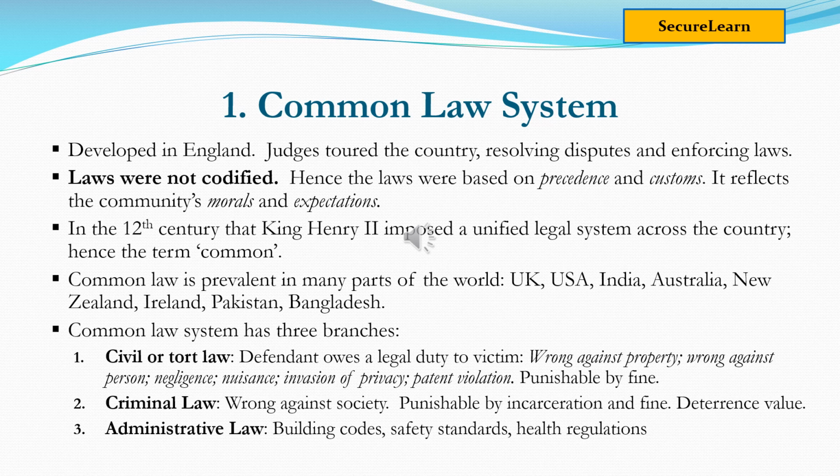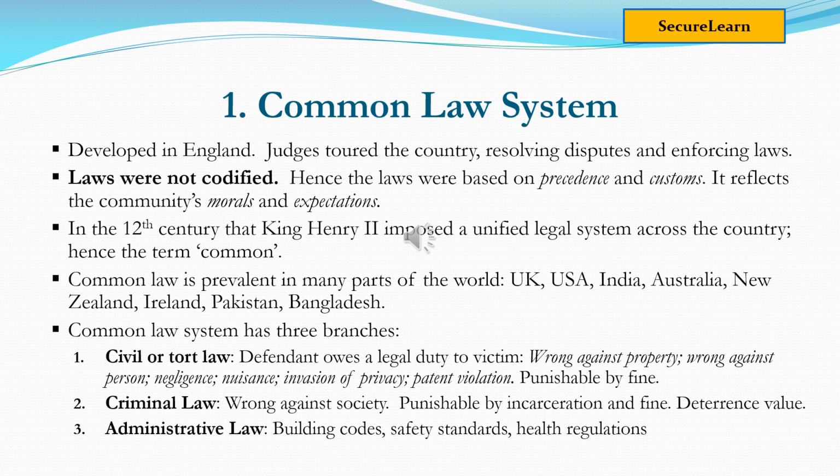Common law is prevalent in many parts of the world: the United Kingdom, the United States of America, India, Australia, New Zealand, Ireland, Pakistan, and Bangladesh. The common law system has three branches. In civil or tort law, the defendant owes a legal duty to the victim. Examples: damaging someone's property, negligence, nuisance, invasion of privacy, patent violation. Such offenses are punishable by fine.